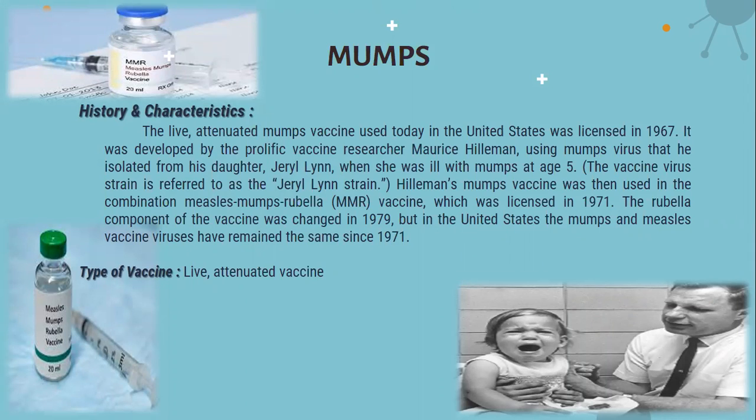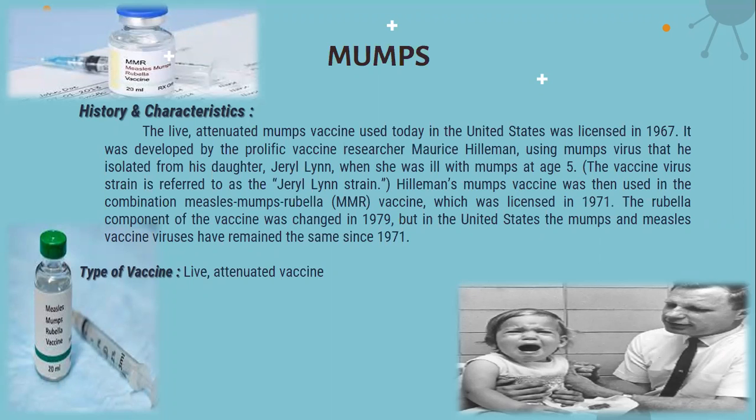So the short history and characteristics. The live attenuated mumps vaccine used today in the United States was licensed in 1967. It was developed by the prolific vaccine researcher Maurice Hilleman using mumps virus that he isolated from his daughter, Jeryl Lynn, when she was ill with mumps at the age of 5. The vaccine virus strain is referred to as the Jeryl Lynn strain.